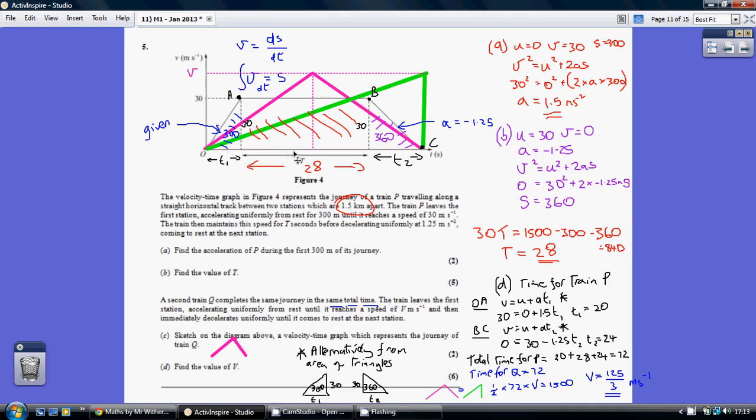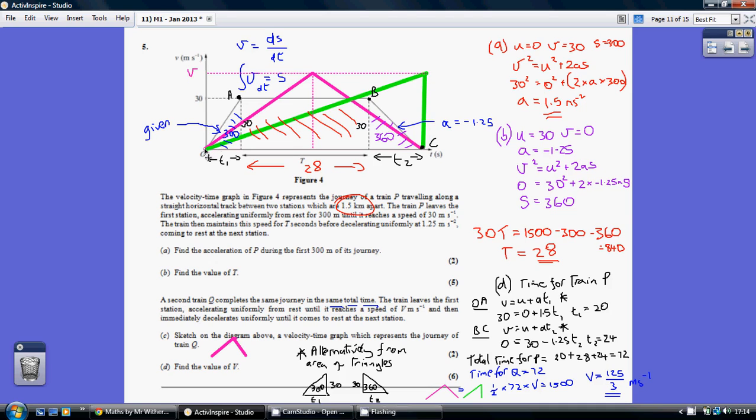Now moving on to D, I think what's important here is to realise that the area under the pink triangle and the area under the green triangle are both the same. They're 1,500 as well, but they both have the same height. So really what I'm saying is that if we allow u to be 0 for the second train Q, and we take v to be as if it travelled at a continued speed for the whole journey, we're going to get the same answer for v. We can still work out this height here.